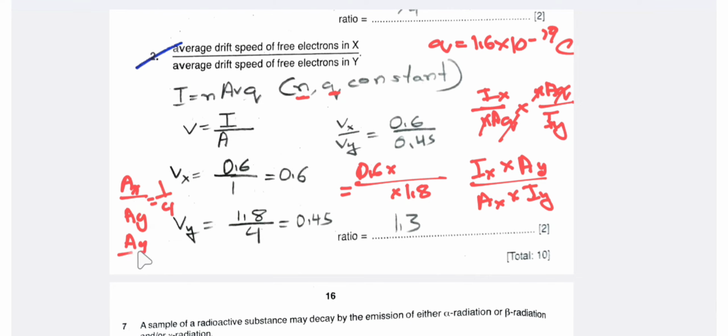So what is the area of y by area of x? Y by x would be 4. X by y is 1 by 4, so y by x would be 4. So area of y by area of x is 4. So the overall equation becomes 0.6 into 4 by 1.8. If we just do our calculation, then 0.6 into 4 by 1.8, the ratio that we get is 1.333, that is approximately 1.3 to two significant figures.